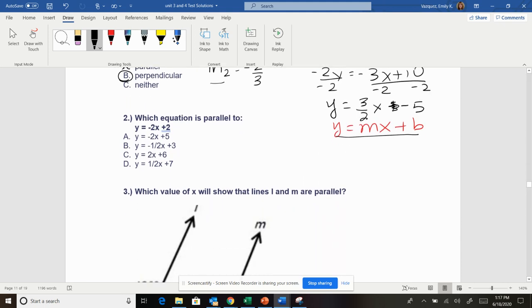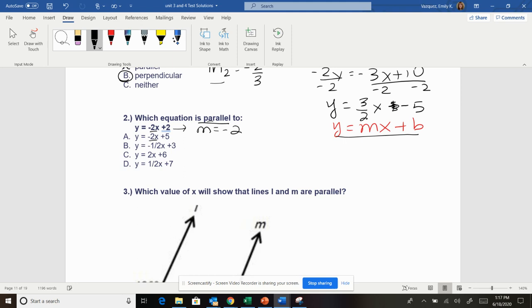Number 2 says, which equation is parallel to y equals negative 2x plus 2? Again, if I see parallel, perpendicular, any of that, right away a little buzzer should be going off in your head saying that you need to find the slope. This is already in slope-intercept form, so all I have to do is look at the number attached to the x, and that's my slope. I don't even need to worry about plugging it into point slope or anything.